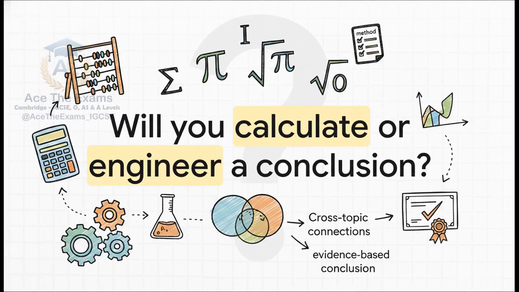So the ultimate question is, next time you sit down with a past paper, will you just calculate the numbers, or will you engineer an undeniable evidence-based conclusion?